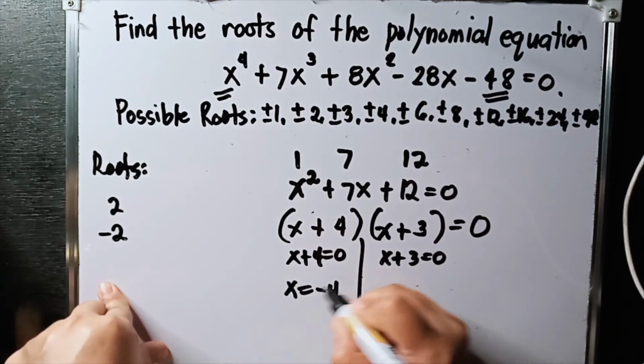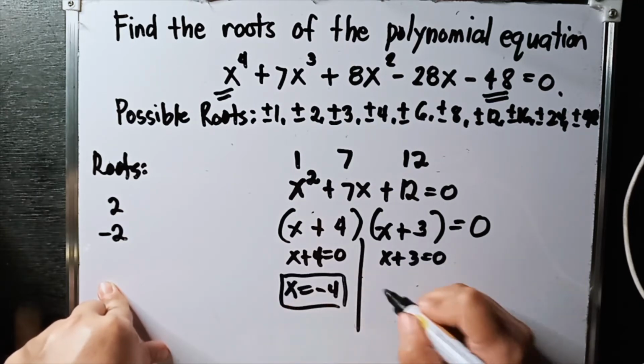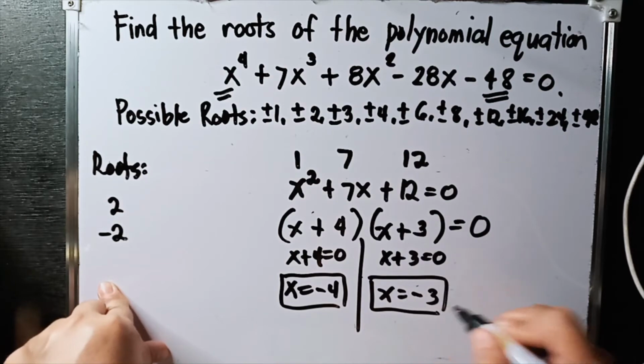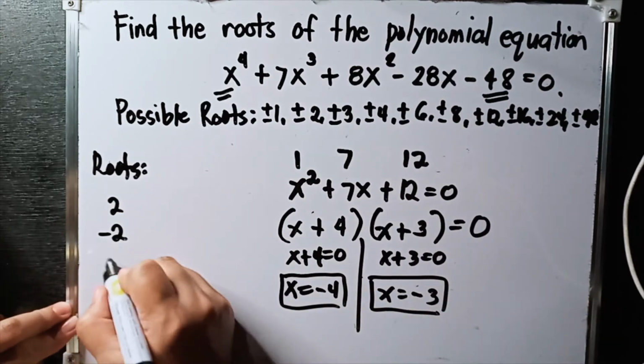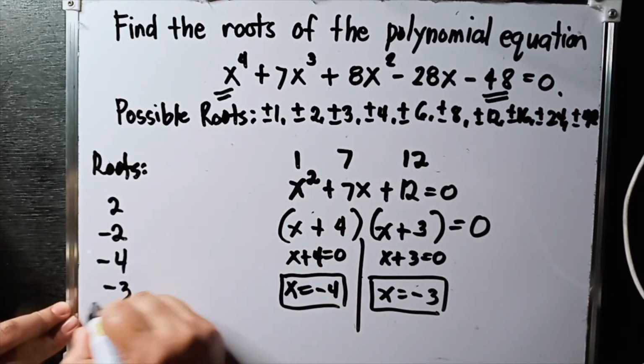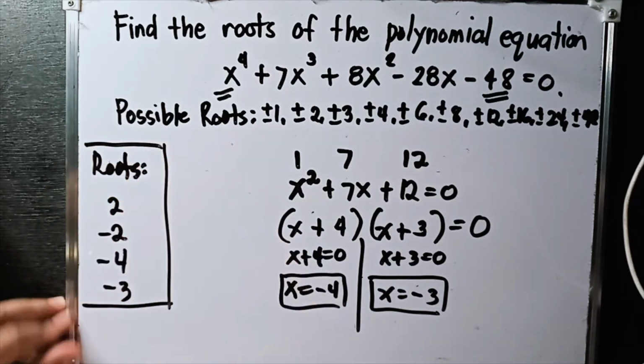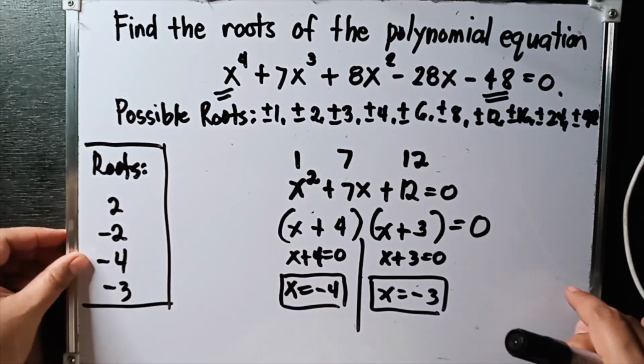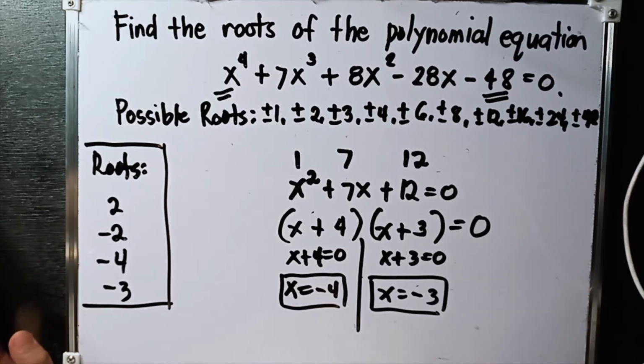So we have negative 4. On the other side, we have x equals negative 3. So these are the roots, negative 4, negative 3. So the roots are 2, negative 2, negative 4, negative 3. That's it.